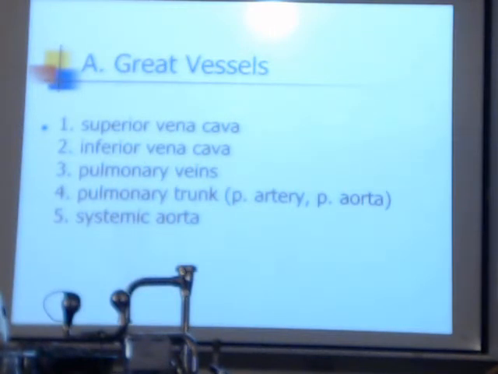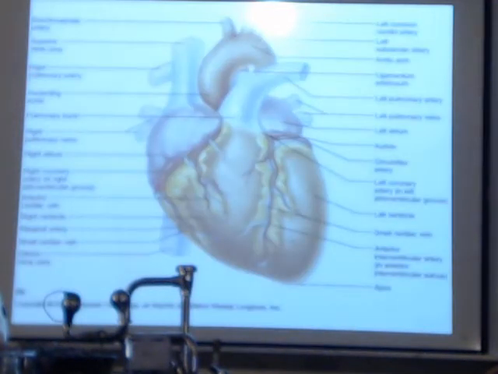And then we have the aorta, which is the largest vessel in the body, and that gets blood to the rest of the body. So once again, there is an exterior image of the heart and the vessels.